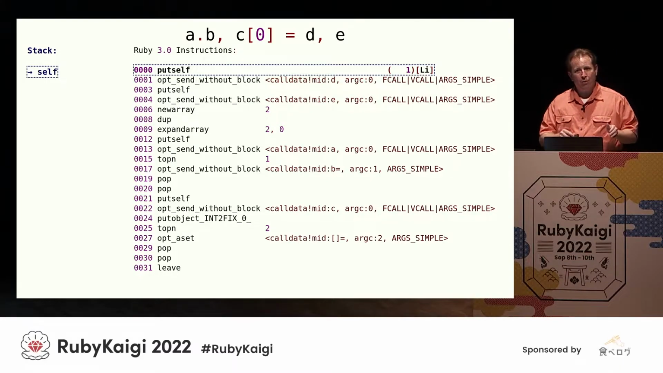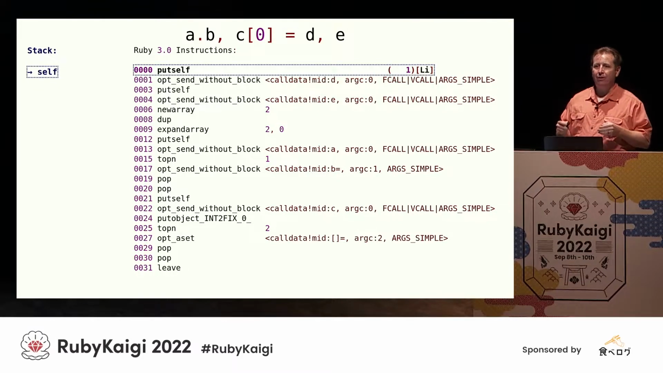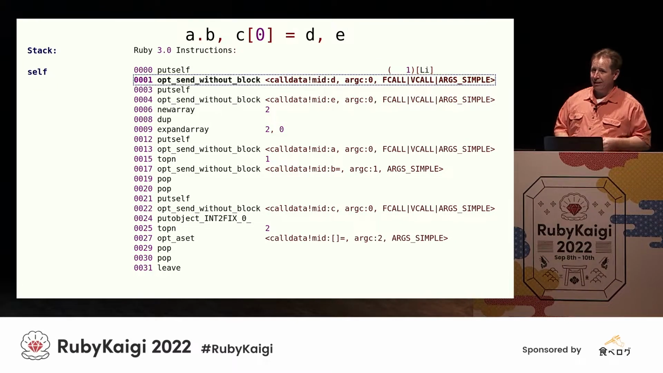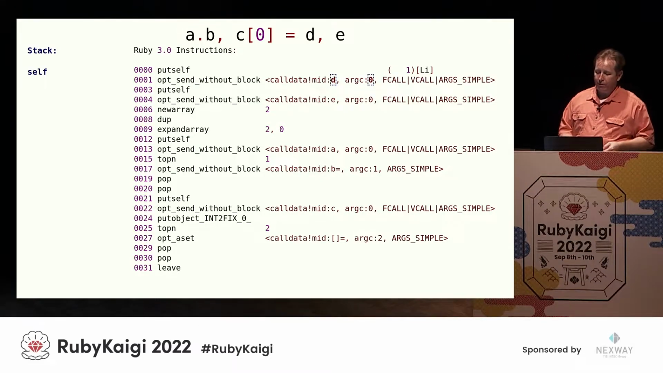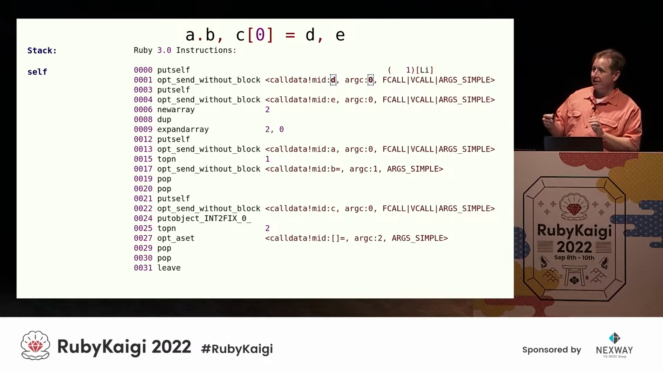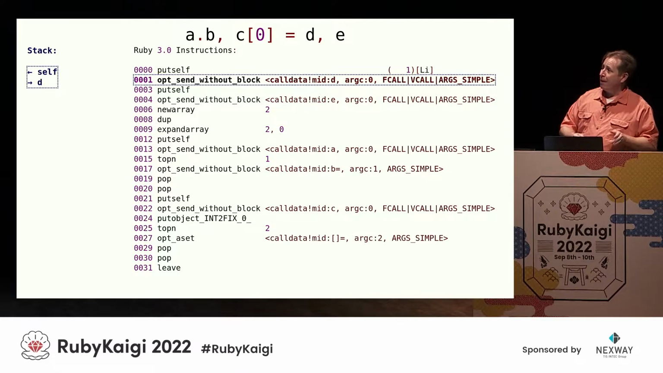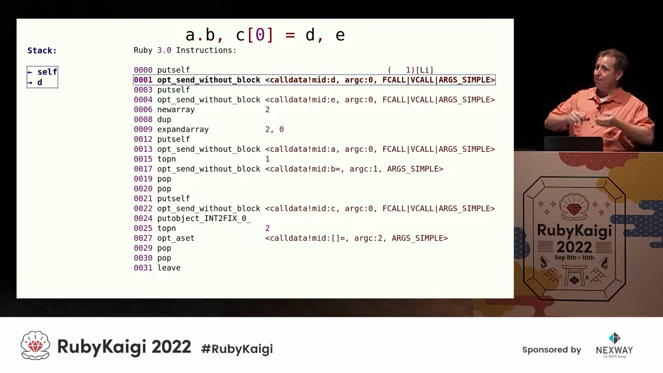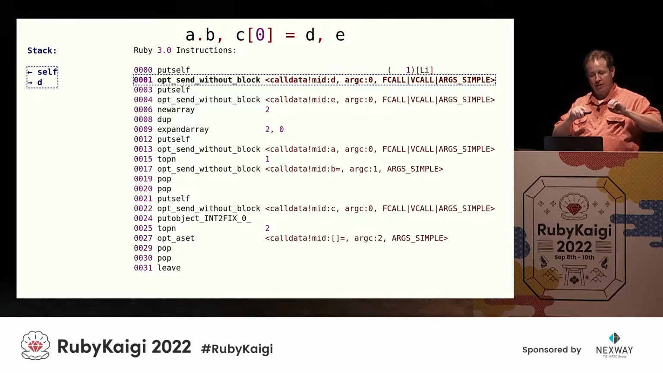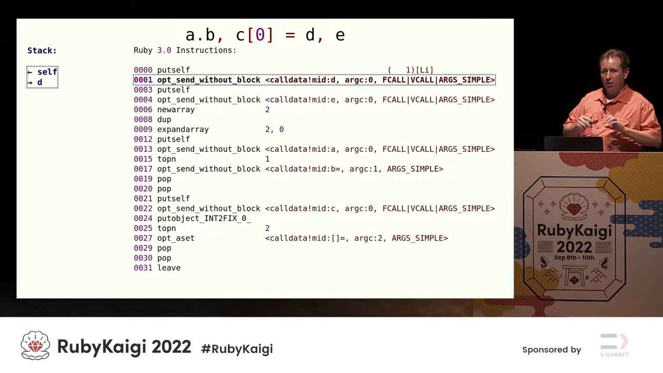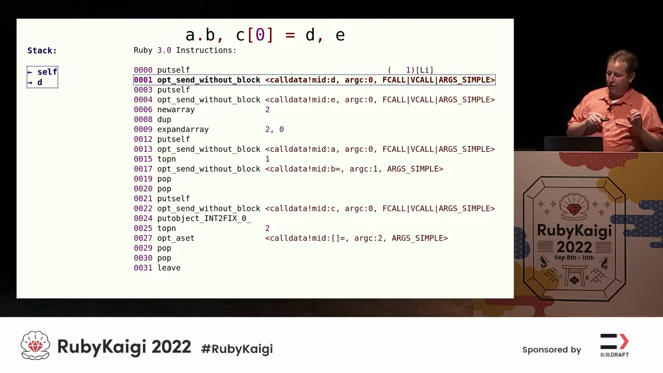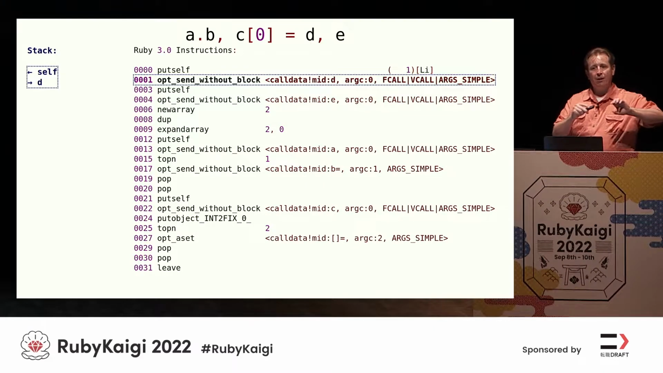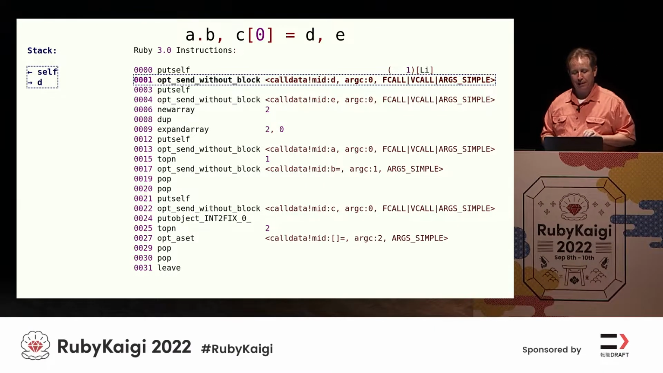We're going to use a right arrow to show objects added to the stack by the current instruction. The next instruction is opt send without block, which is an optimized instruction that's used for certain method calls. From looking at the data associated with this instruction, we can see that it is calling the D method with 0 arguments. Since the method call passes 0 arguments, the virtual machine pops the top entry in the stack, which is the receiver of the method. And it pushes the result of the method, which we're going to call D. So we're going to use a left arrow to show objects removed from the stack by the current instruction. So you can see that this instruction removes self from the stack and replaces it with D.